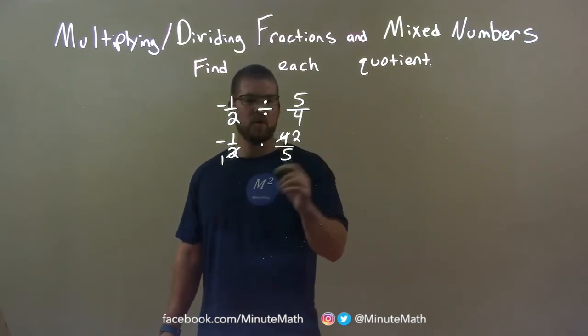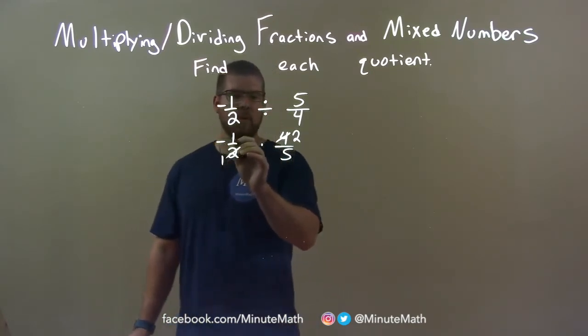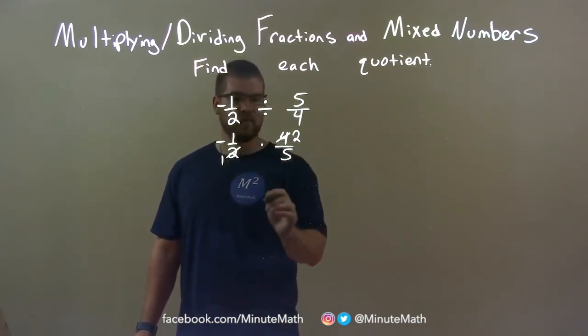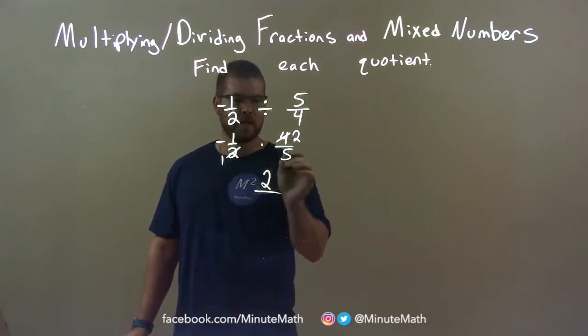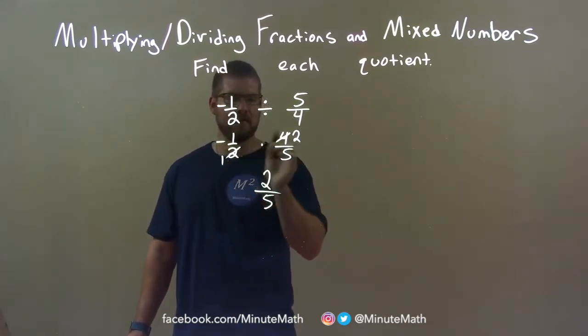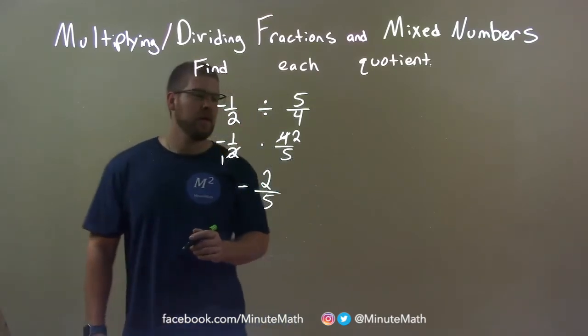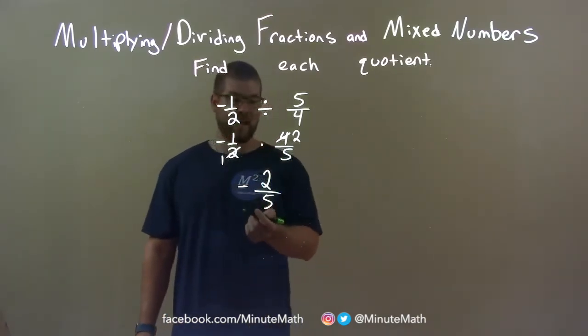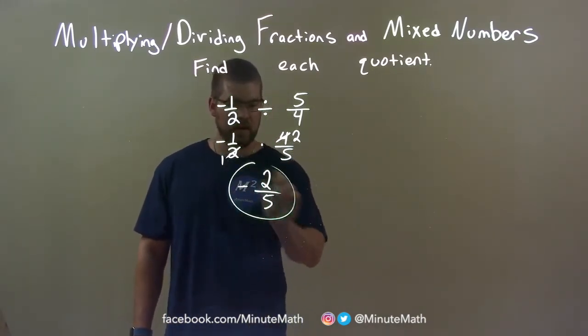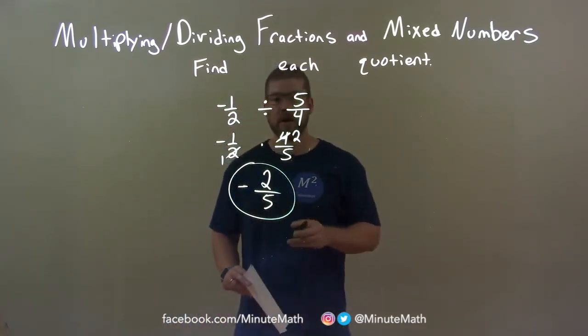Okay? So let's go multiply that out. Negative 1 times 2 is a 2, and 1 times 5 is a 5, and a negative times a positive is a negative. So we're left with negative 2/5. That cannot be simplified anymore. So negative 2/5 is my final answer.